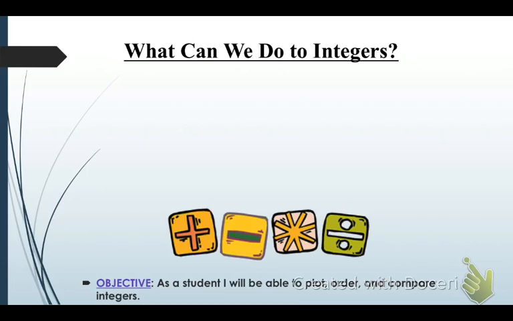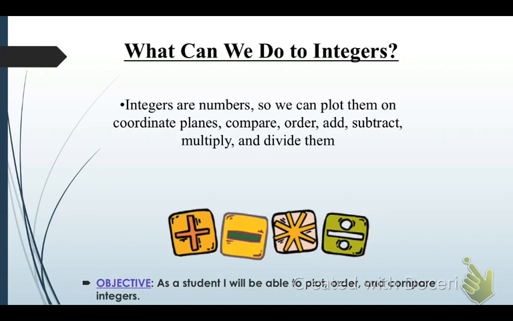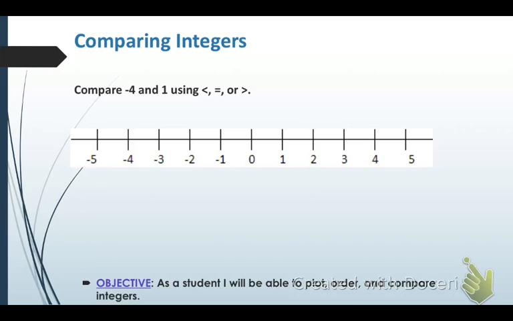Moving on. So, what do we do with integers? Remember, they're whole numbers, so we can pretty much do anything with them. We can plot them on a number line or on a coordinate plane. We can compare them, order them, add them, subtract them, multiply, and divide them. One of the things you need to know about integers is that they are not fractions, they are not decimals. Alright, comparing. When we compare, we use 3 inequality signs: less than, equal to, or greater than. So, very simply, we're going to compare them.